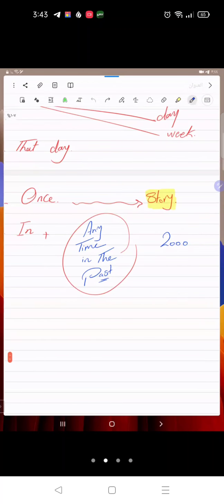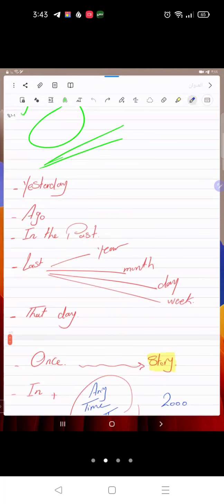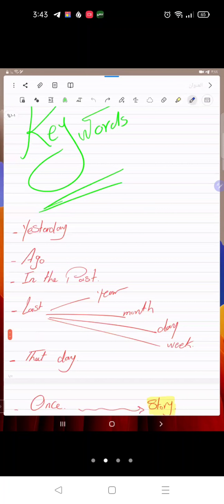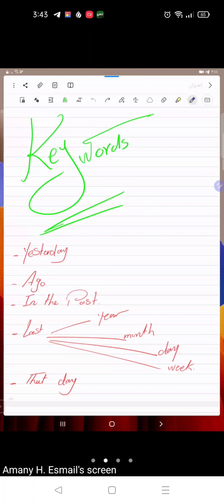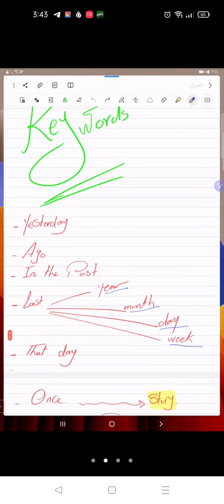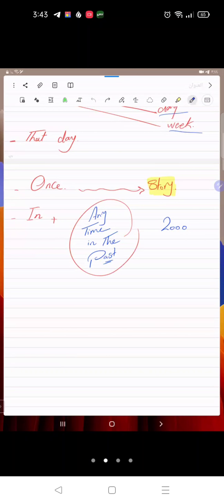So these are the keywords that we are using to talk about the past simple. Let me say them again. Yesterday, ago, in the past, last, last year, last month, last day, last week, that day, once, in plus any time in the past. Okay, so this is everything about the past simple.